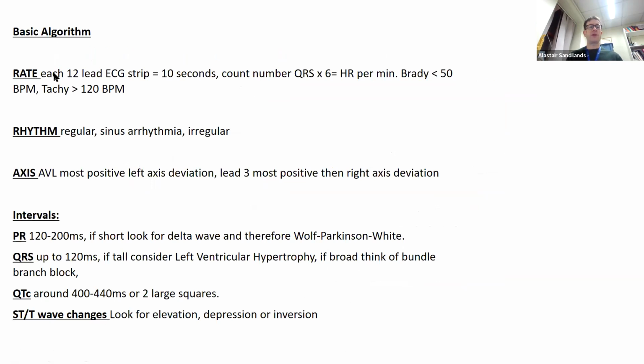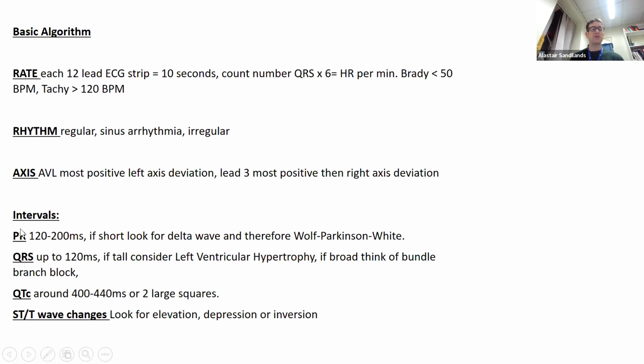So remember your basic algorithm, make sure if you're not sure what you're seeing, go through the rate. Obviously make sure the ECG is recorded correctly and is from the right patient that you've seen. You then look at the rhythm. So is the rhythm regular, sinus arrhythmia, irregular? The simple way that I look at the axis is to look at the most positive lead of the limb leads, and AVL being the most positive, you have left axis deviation. Lead 3 being the most positive, then you have right axis deviation.